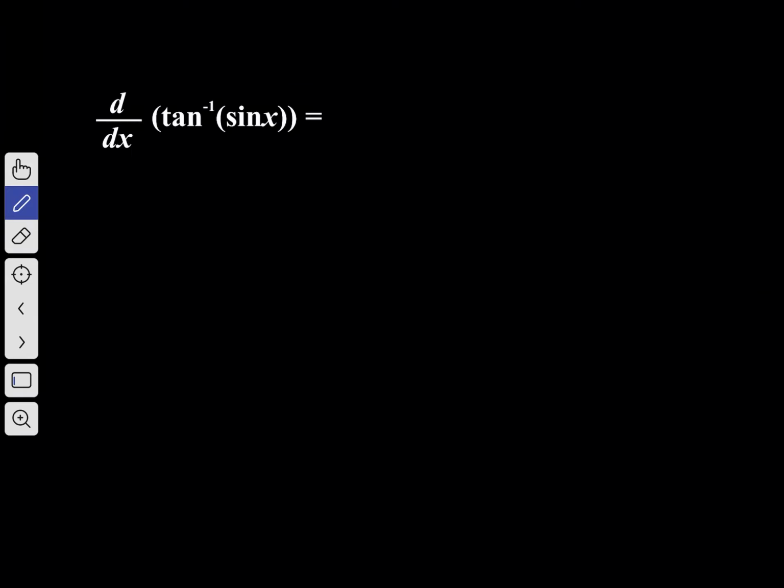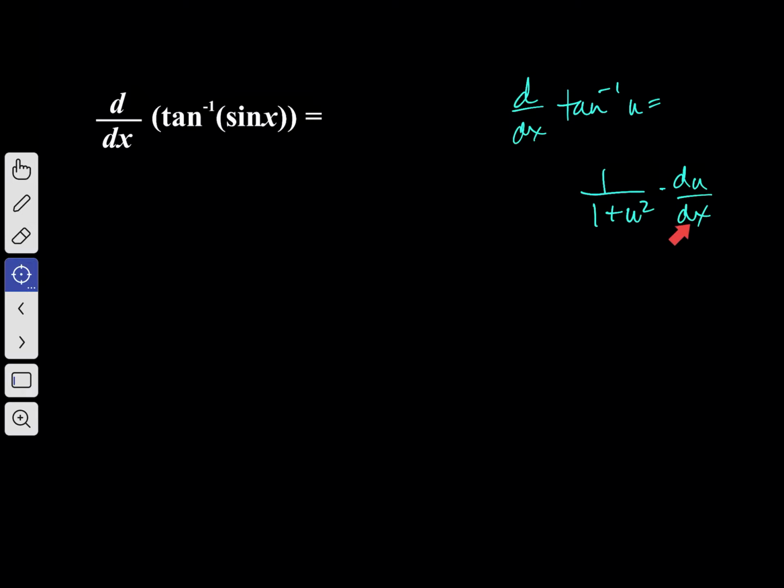Okay, let's take a look at one with an inverse tangent. I'm going to just write this down. The derivative of tangent inverse of u is equal to 1 over 1 plus u squared times du dx. Remember, this is the chain rule, the derivative of u with respect to x. So this is the inside function.